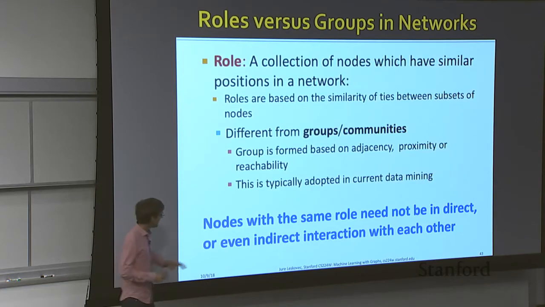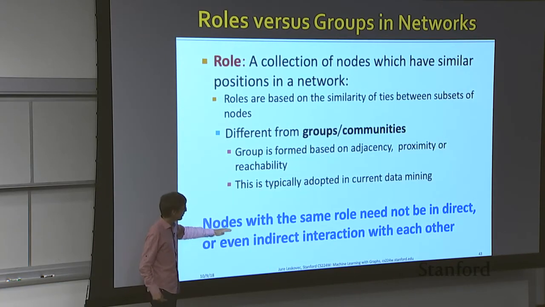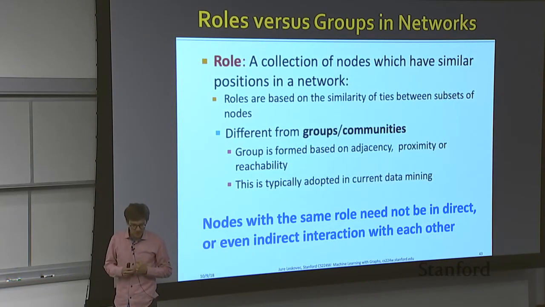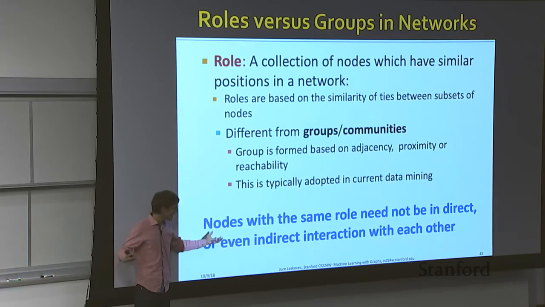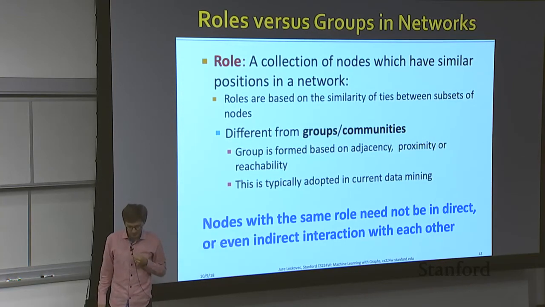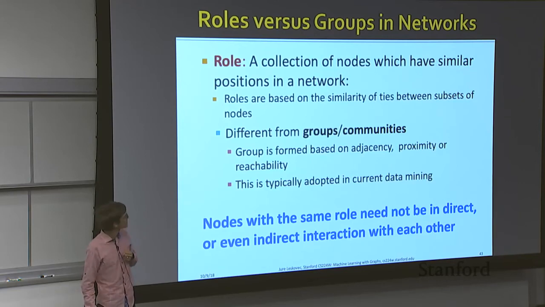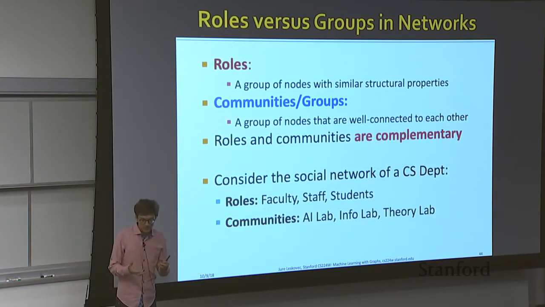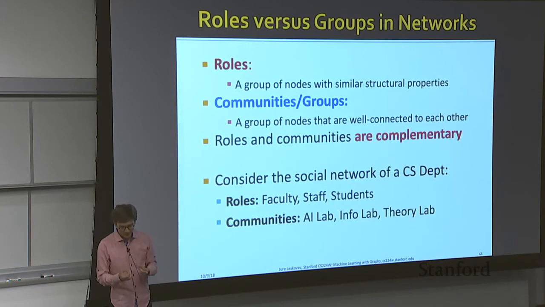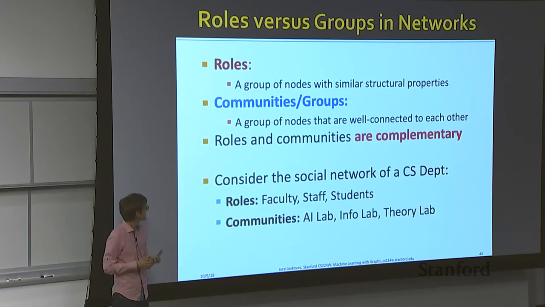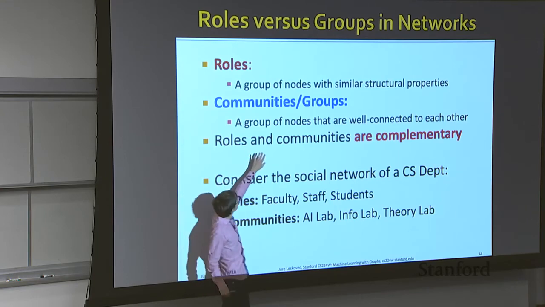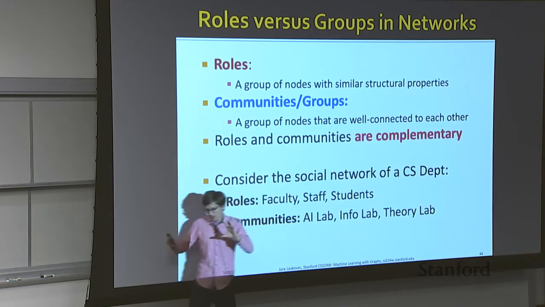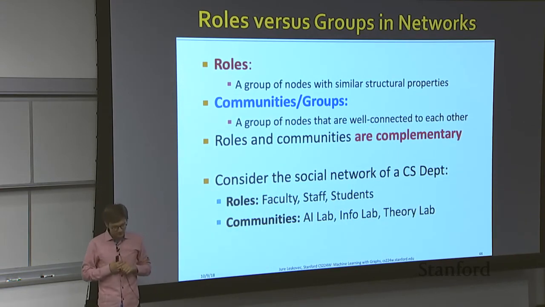So the idea is that nodes with the same role do not need to be connected to each other. They may be in different graphs or different parts of the same graph, right? To elaborate on this a bit more, roles are groups of nodes that have similar structure of networks around them, while communities or groups are groups of nodes that are tightly connected with each other.